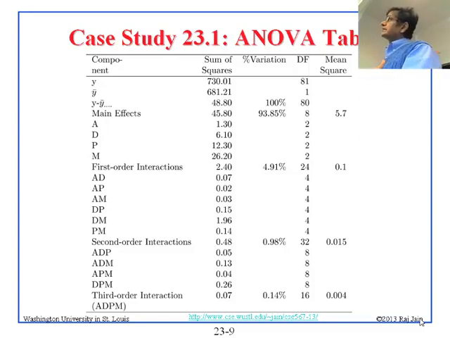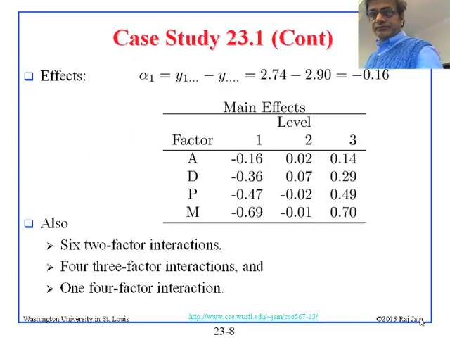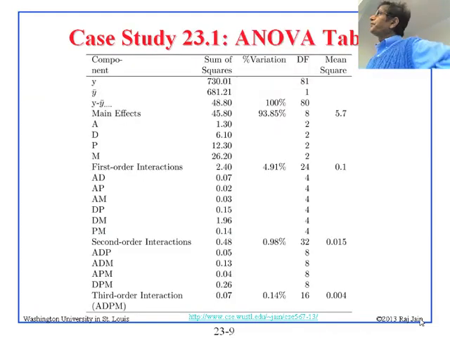Anyway, so these guys did all the calculations for all the interactions, and then they found out all the effects and the sum of squares. Okay, so this slide shows the sum of squares. And from this slide, you see that the main effects explain 93%, which is good. First order interactions explain 4%, second order 0.98%, third order 0.14%. So really, if you didn't get anything below 5%, then you would not worry about any of the interactions. The main effects will do.